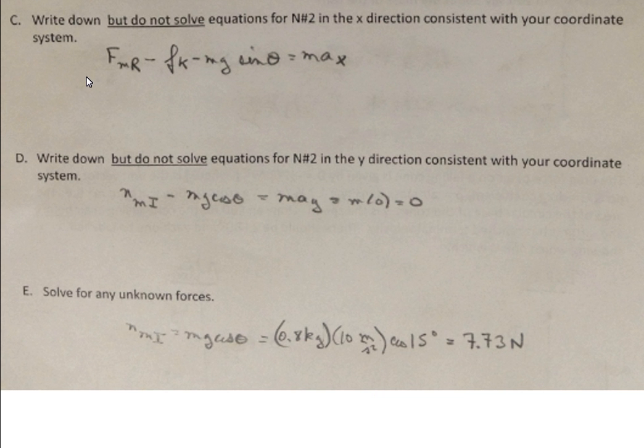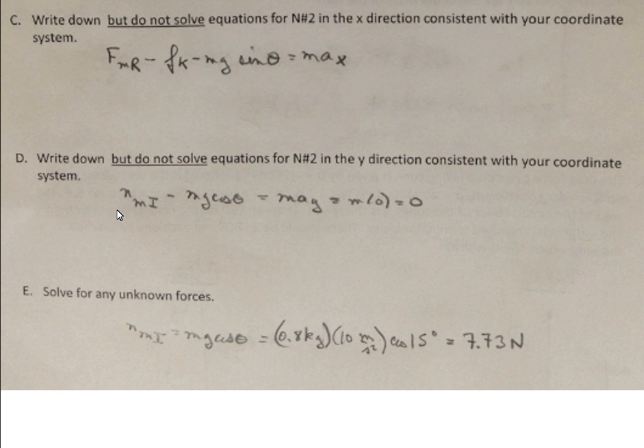So next thing to do is to write down Newton number 2 in the x direction and the y direction, keeping the coordinate system in mind that I have on the previous slide. And so the mass times the acceleration in the x direction is the net force in the x direction, which is a positive rocket thrust, negative frictional force, and a negative component of the downward weight in the direction parallel to the ramp.